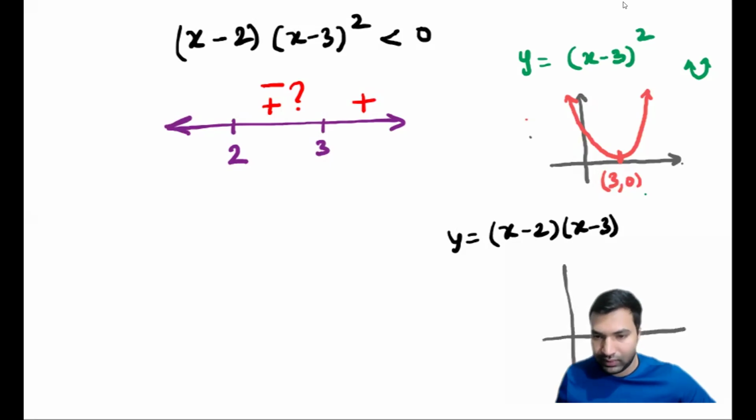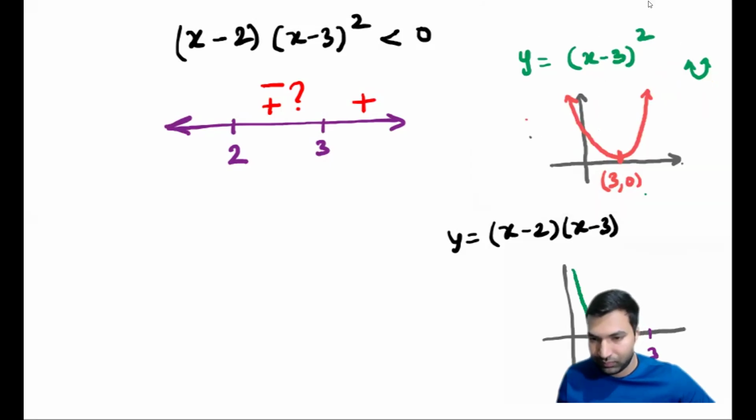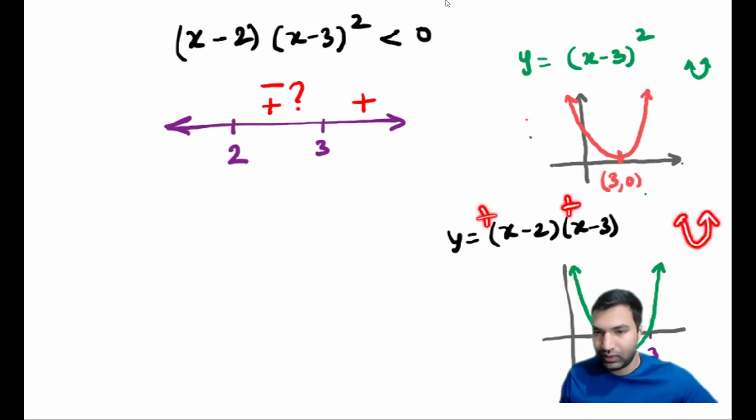The graph will cross at 2 and 3. So let me draw the graph like this. This is the graph. And since the coefficient of x squared is positive, it will be a parabola opening upwards. We know that if a is positive, it will be a smiley curve; the parabola will be opening upwards. So now you see across 2, here it is positive and here it is negative.